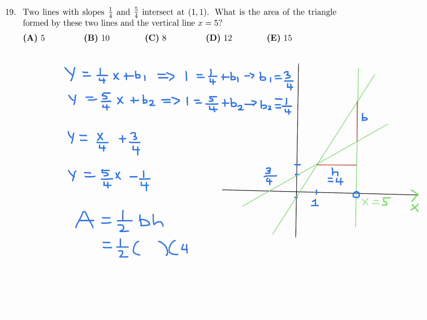So 1/2 base times height, that's 4. And then for the base, I've got to figure out these points right here. So when x is 5, what is the y value for this graph, and what is the y value for that graph? When x is 5, this one gives me 5/4 plus 3/4, which would be 8/4, so y would be 2. And when x is 5, this graph, 5 times 5 is 25, minus 1 is 24, so y will be 24/4, which is 6. So 6 minus 2, which is 4, is equal to b. So my area is going to be 1/2 times 4 times 4, which is 16 divided by 2, which is 8. So number 19, the answer is C.